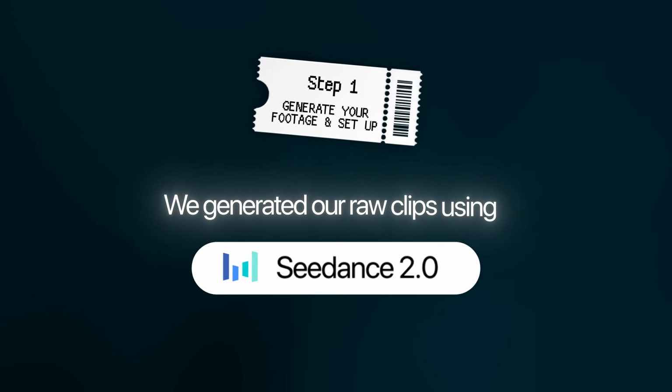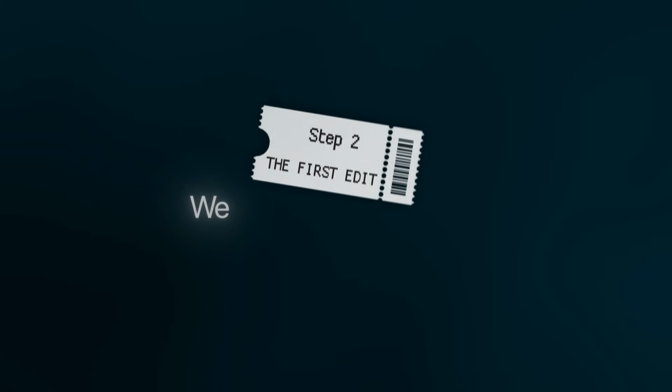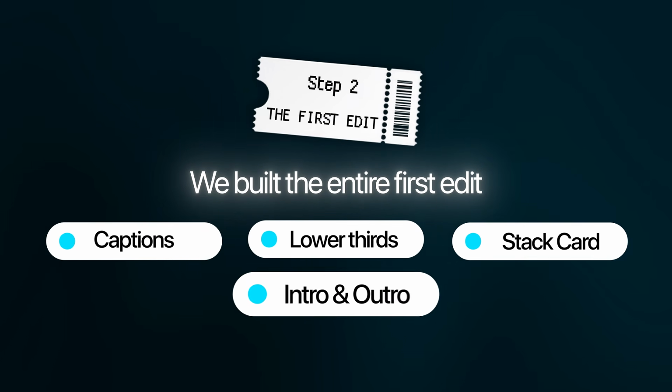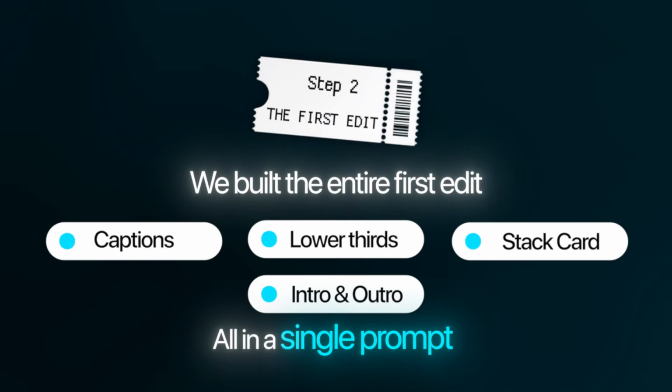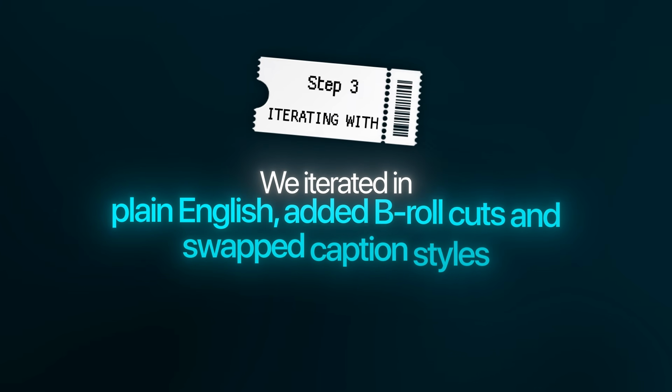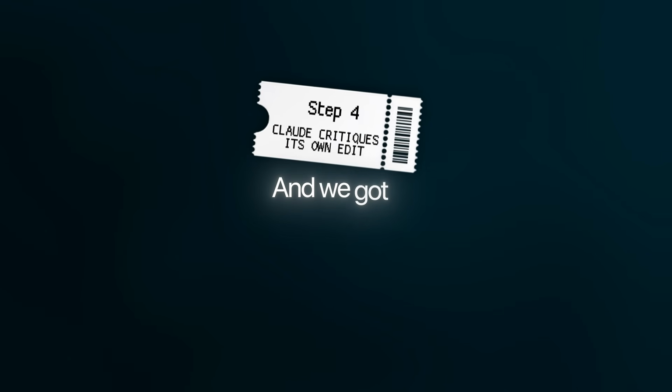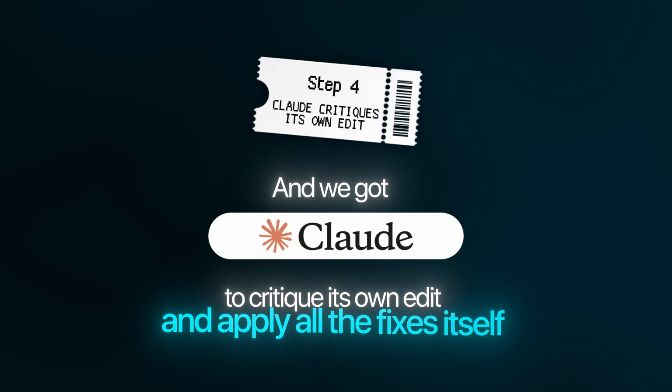So let's recap what we built. We generated our raw clips using Seedance 2.0 inside Higgsfield. We built the entire first edit, which included captions, lower thirds, a stat card, plus an intro and outro all in a single prompt. We iterated in plain English, added B-roll cuts, and swapped caption styles, all without ever touching a timeline. And we got Claude to critique its own edit and apply all the fixes itself.